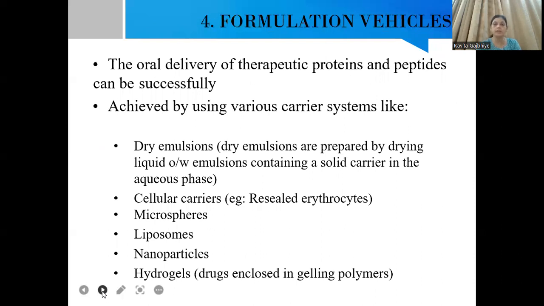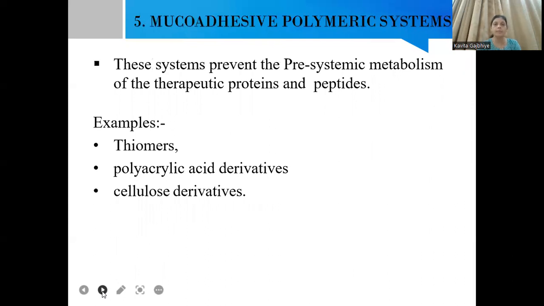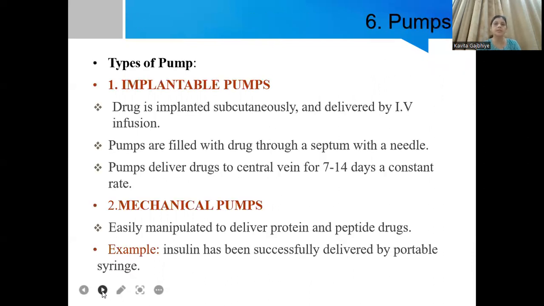And for the formulation approach, vehicles: the oral delivery of therapeutic proteins and peptides can be successfully achieved by various kinds of carrier systems, like dry emulsion, prepared by drying a liquid oil-in-water emulsion containing a solid carrier in the aqueous phase, cellular carriers, for example, resealed erythrocytes, microspheres, liposomes, nanoparticles, and hydrogels. And one more approach is the mucoadhesive polymeric system. These systems prevent the pre-systemic metabolism of the therapeutic protein and peptide, for example, thiomers, polyacrylic acid derivatives, and cellulose derivatives.